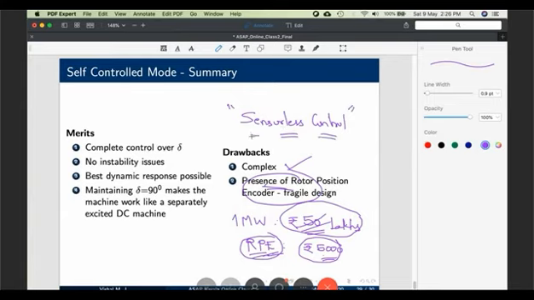See, here they are predicting it. There is some chance of error. Here there is no chance of error. You are actually getting EF. So it's a trade-off between these two.